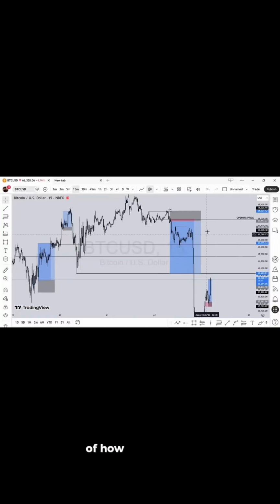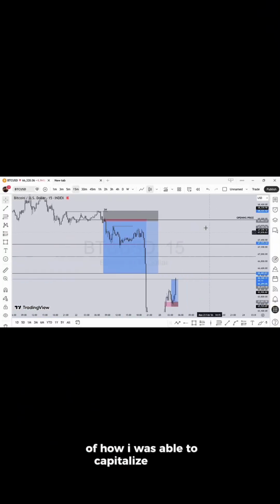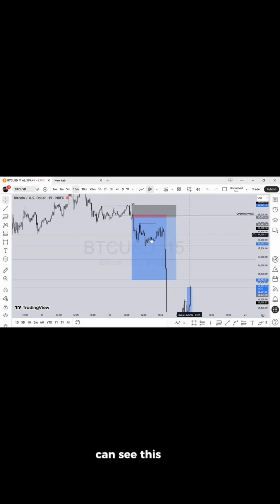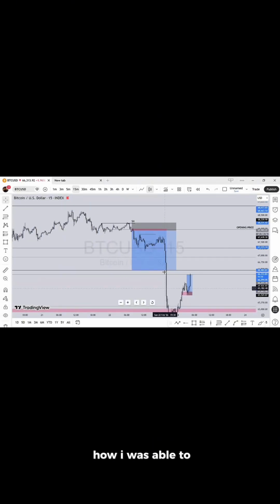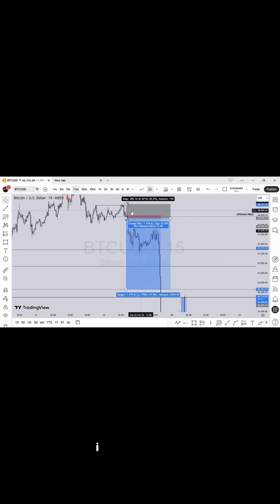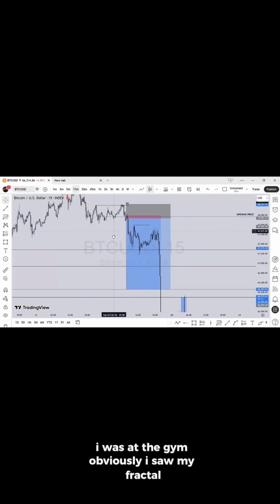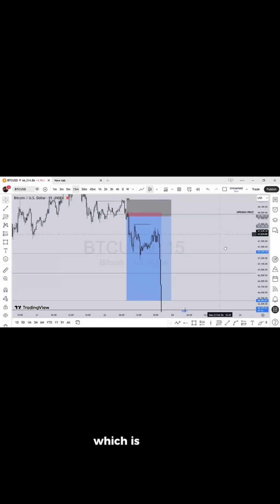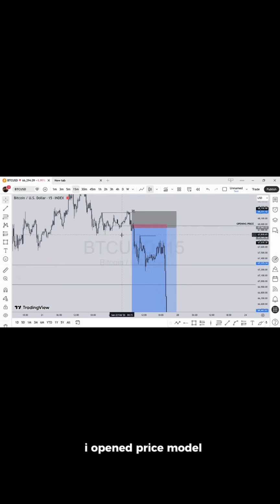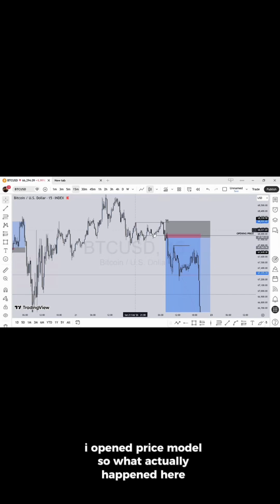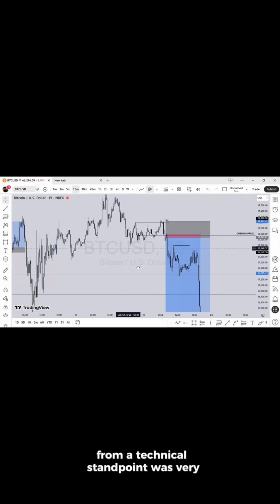Quick technical breakdown of how I was able to capitalize on this very trade. You can see this very impulsive movement, this crazy dump that took place on BTC. I was able to catch it with my team, my boys, and I even flipped one of my prospect accounts from $121 to over $2,000. I was at the gym, and obviously I saw my fractal. I saw what I was waiting for, which is a reaction around my favorite level and price, the opening price model. What actually happened here from a technical standpoint was very, very basic.